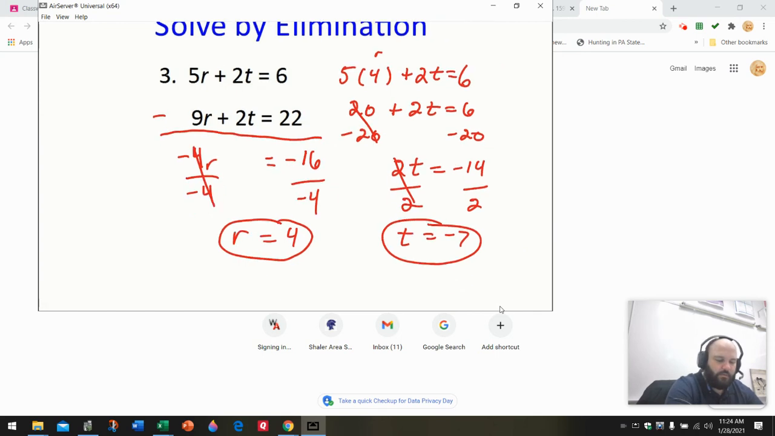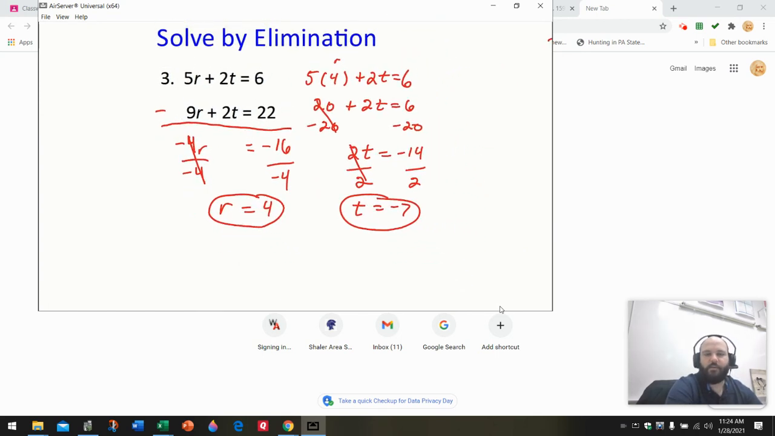Now, as a general rule, when we're solving for these variables, if we have variables that are not x and y, in this case we have an r and a t, you would put them alphabetized when you write the ordered pair. So you can see the r comes first in the equation. We are going to write the r first in the ordered pair, and it would be 4, -7.